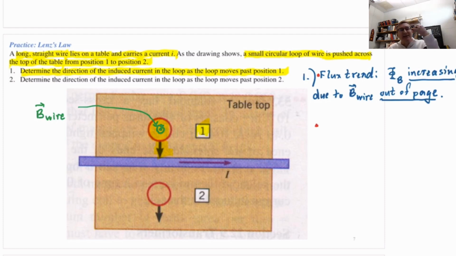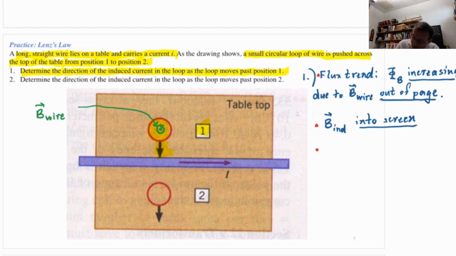Now that I know the flux trend, Lenz's law says that I can think of a B-induced, an induced magnetic field that wants to cancel that trend. And if I've got an increasing flux due to a B in a certain direction out of the page, then to try to cancel out that increase, I'll need a B induced opposite to the original B, so into the page, or I guess maybe I should say screen. Does that make sense? All because the flux is increasing. So I have a B induced that's into the screen.